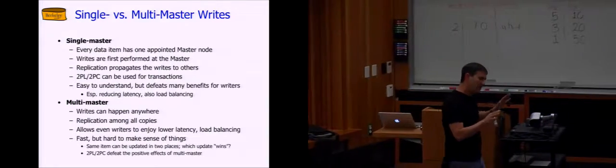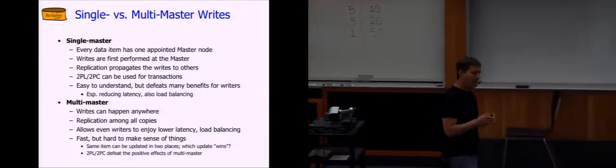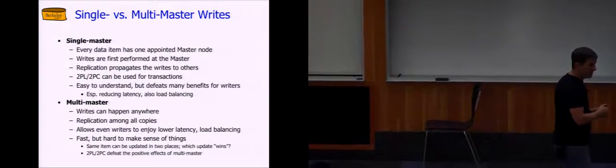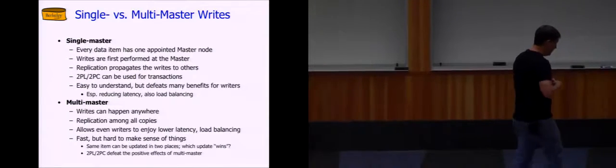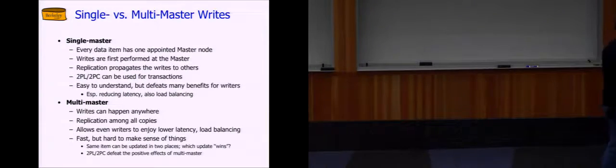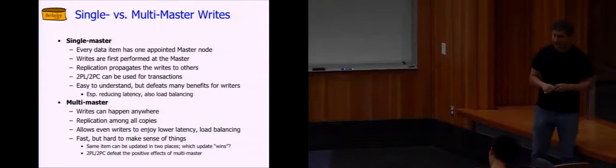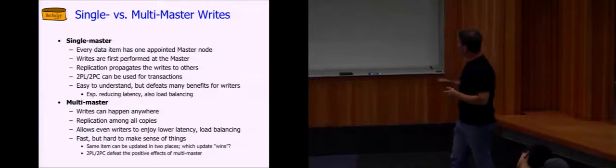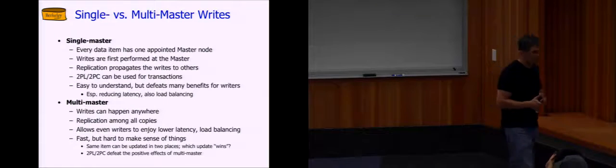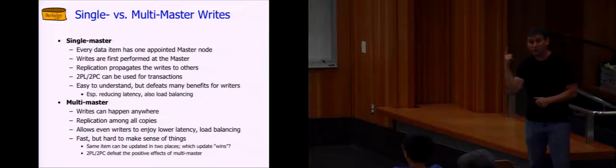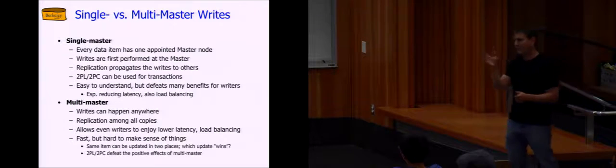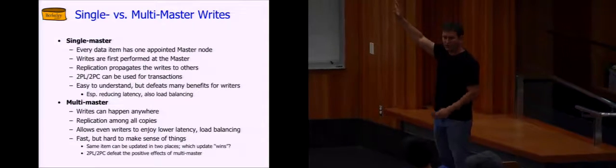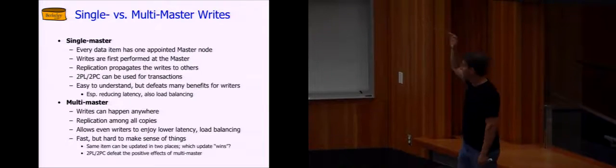So let's step a little bit back from transactions and maybe even back from consistency in the replicated sense. All right? So the question here is, for a given object, a tuple, let's say, in the single master solution, every data item, every object has an appointed master node. And maybe that master node is assigned through a hash function, or maybe there's exactly one master node for the whole system, or maybe a table has a master node. However you figure it out, every object has one master.